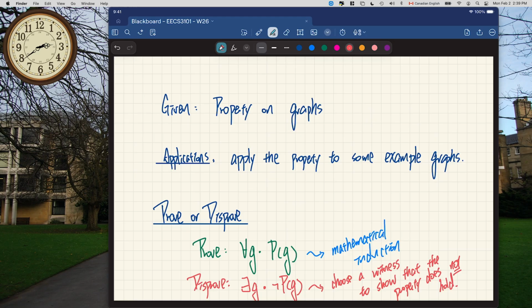Yes? Do you want a counterexample? Yes, exactly. That's another way to call that. Witness or counterexample, yeah. I will write it down.